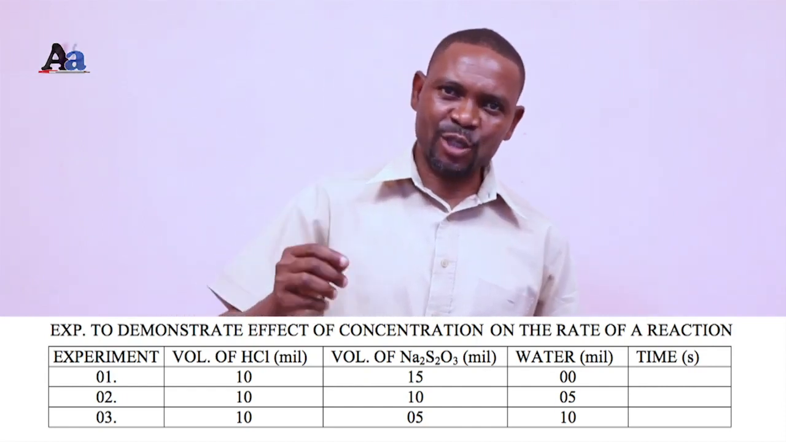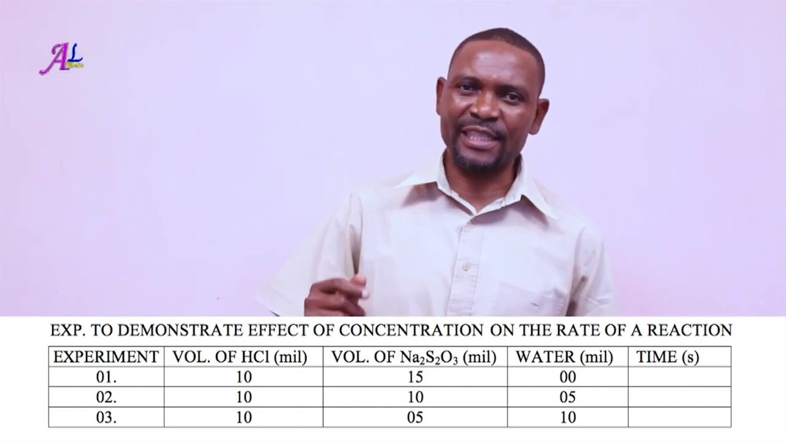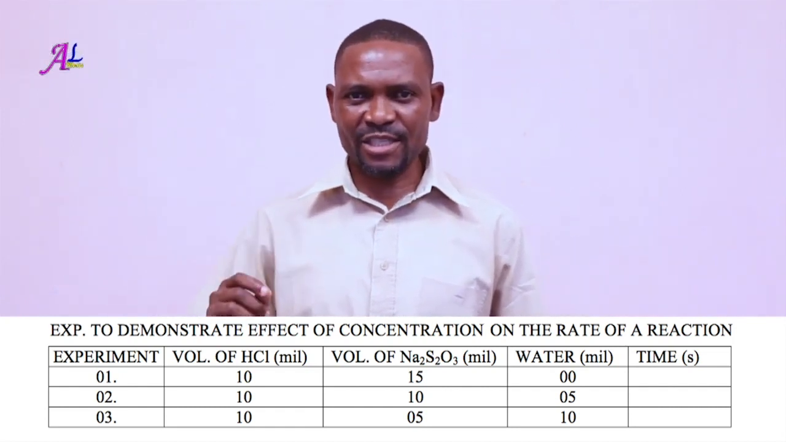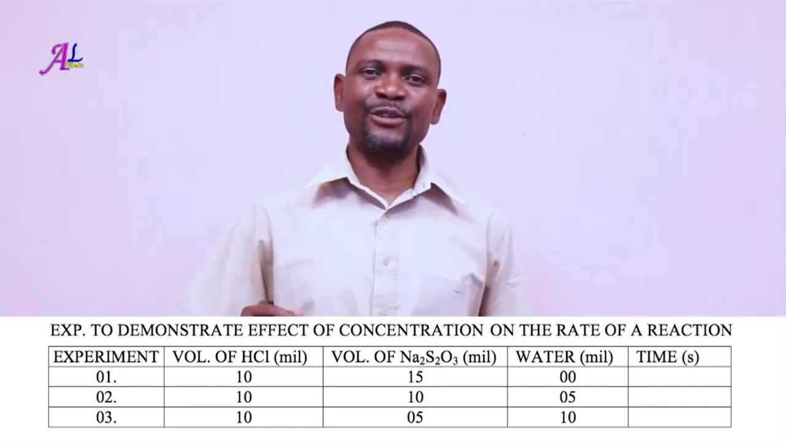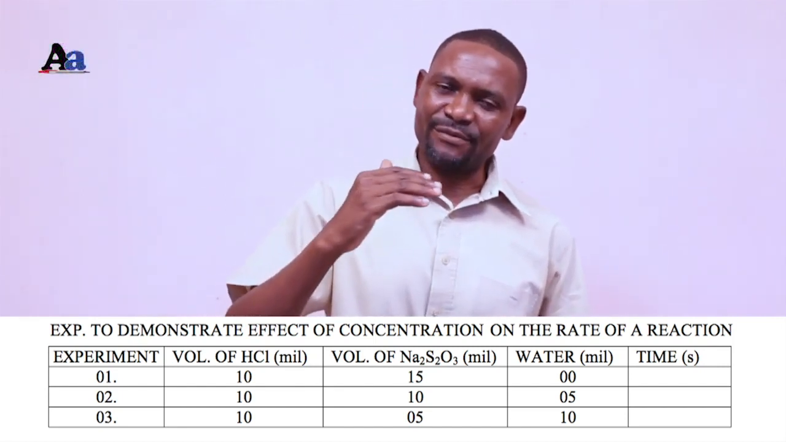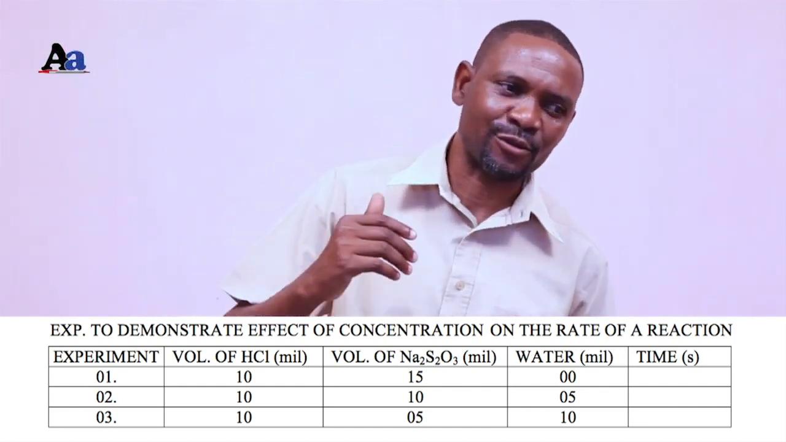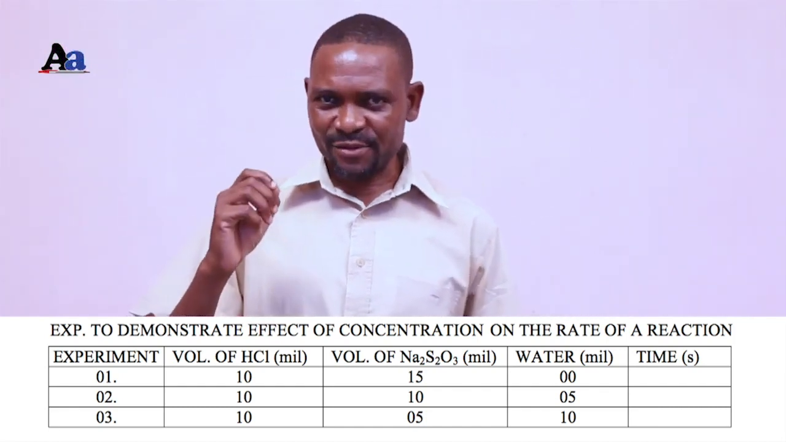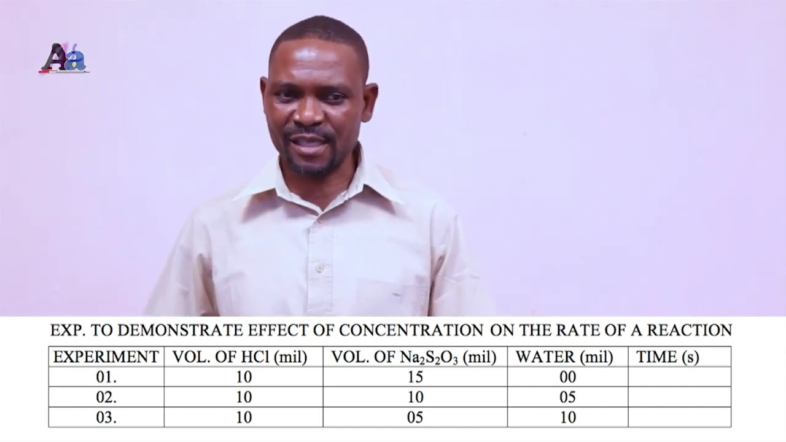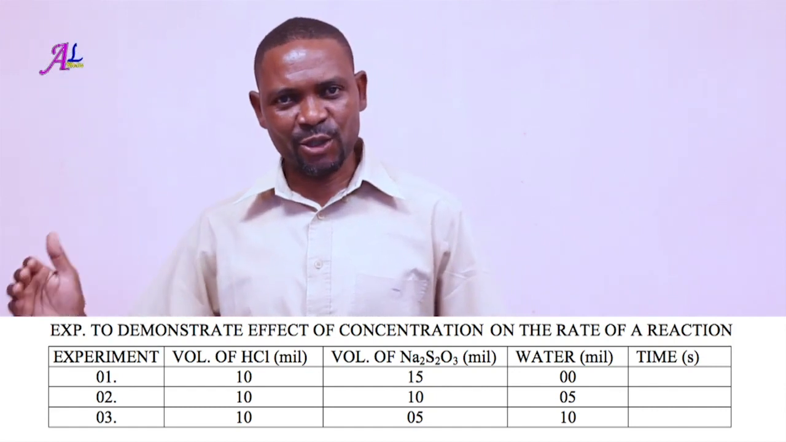Remember, as we add water, the concentration of sodium thiosulfate is going to decrease. And once the concentration decreases, the rate of reaction is going to be slow. So we shall have three experiments. The first is going to have 10 milliliters of hydrochloric acid plus 15 milliliters of sodium thiosulfate. We shall add no water, and we shall record the time.